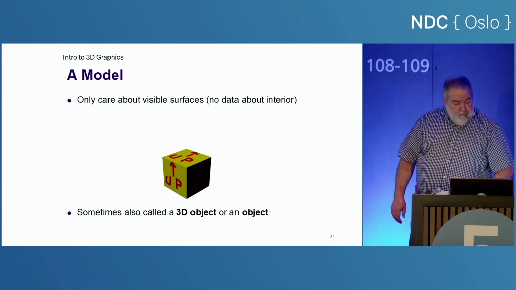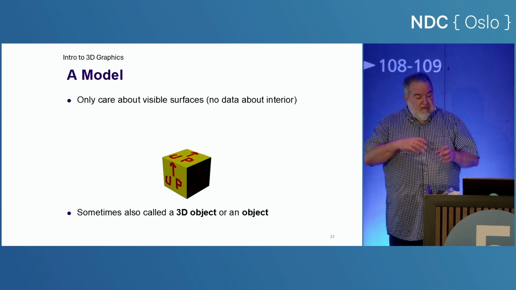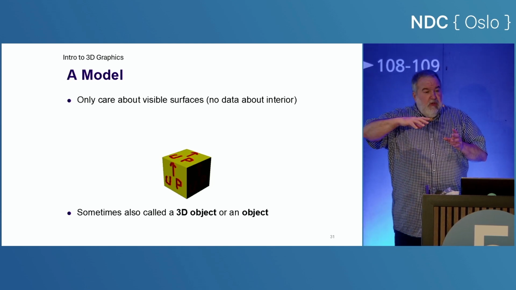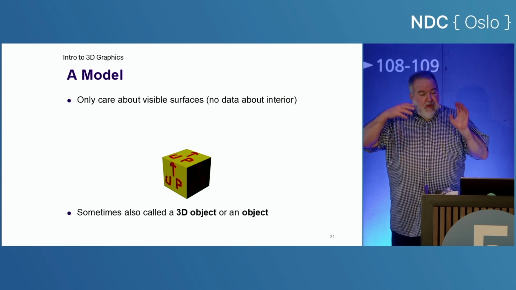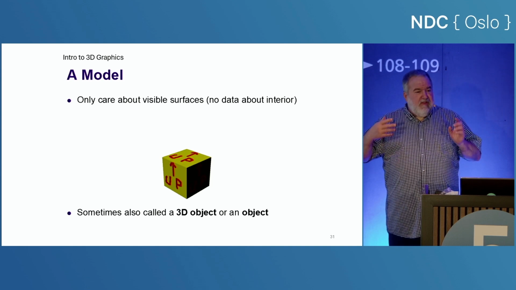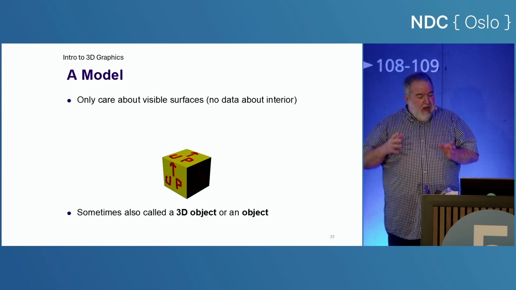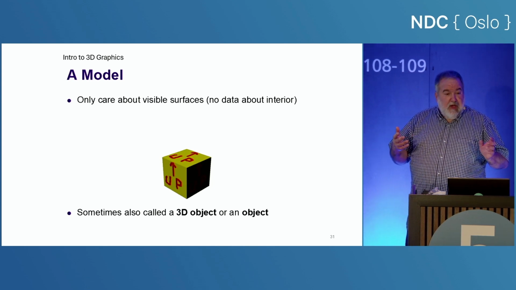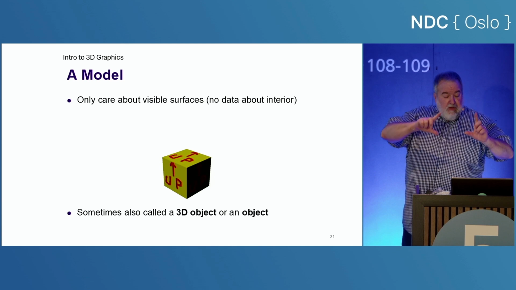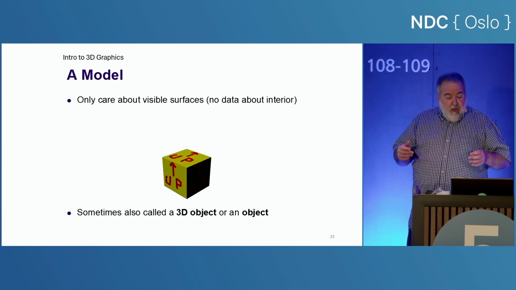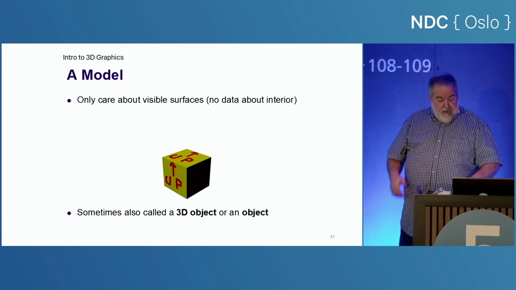Okay, a model has surfaces on it. We don't really care what's on the inside. As far as we're concerned, there is nothing on the inside because you can't see it. You only see the outside surfaces. A model is a collection of polygons, or triangles. Some people call this a 3D object, or just simply an object.